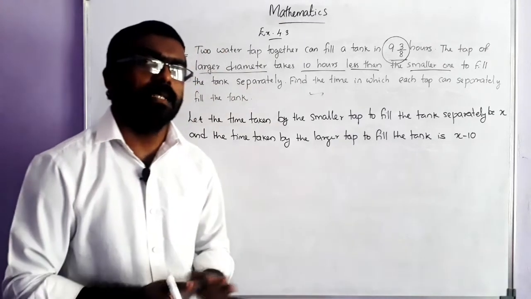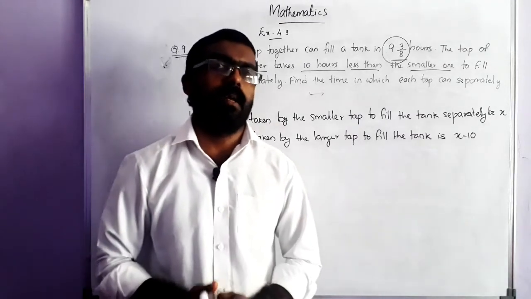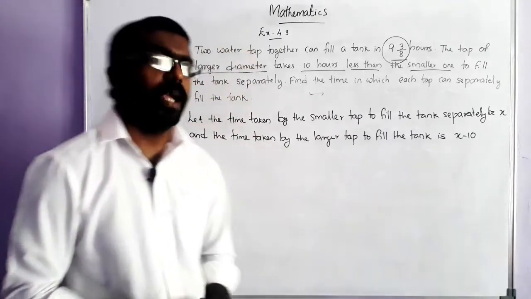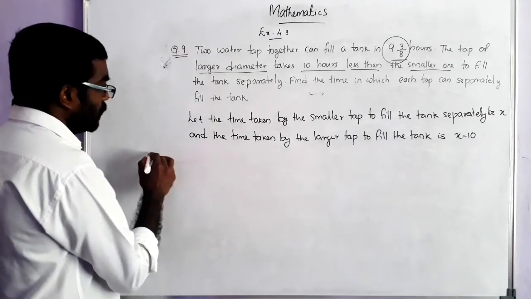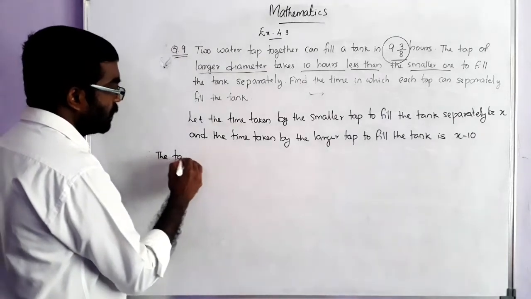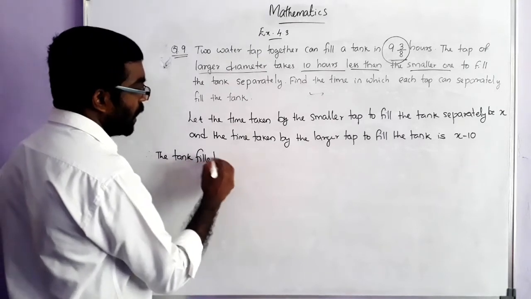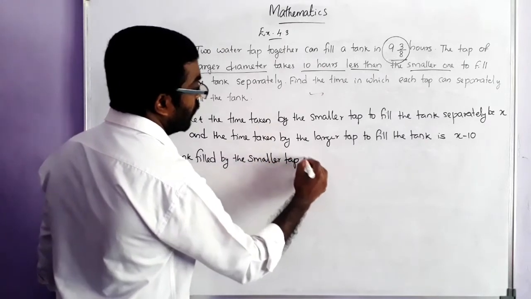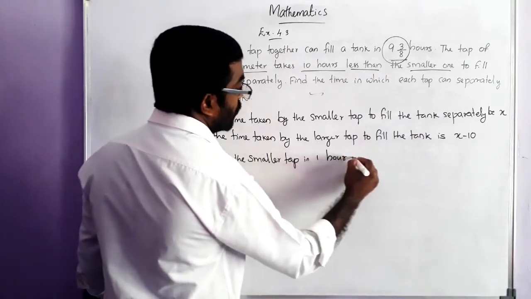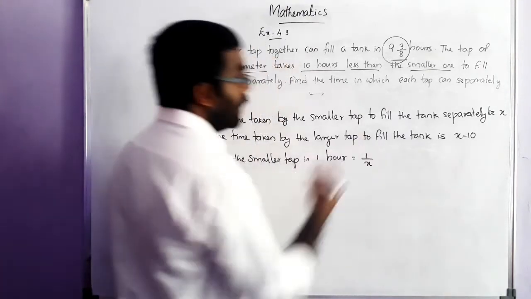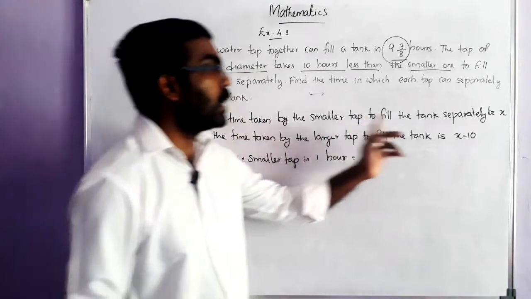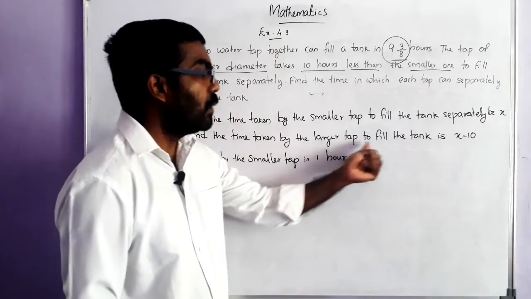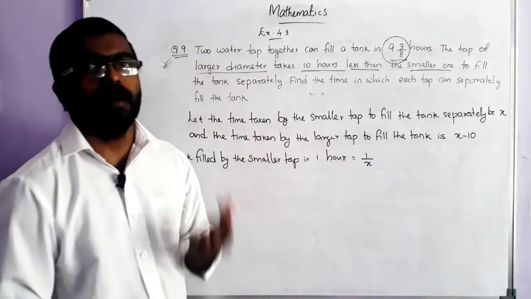Okay, now we are going to write the tank filled by the smaller tap in 1 hour. Tank filled means the quantity of water filled in the tank in 1 hour by the smaller tap and that of the larger tap. Okay. Therefore, the tank filled by the smaller tap in 1 hour is equal to 1 by x. Here the time taken by the smaller tap to fill the tank is x hours. So in 1 hour 1 by x portion will be filled by the smaller tap.